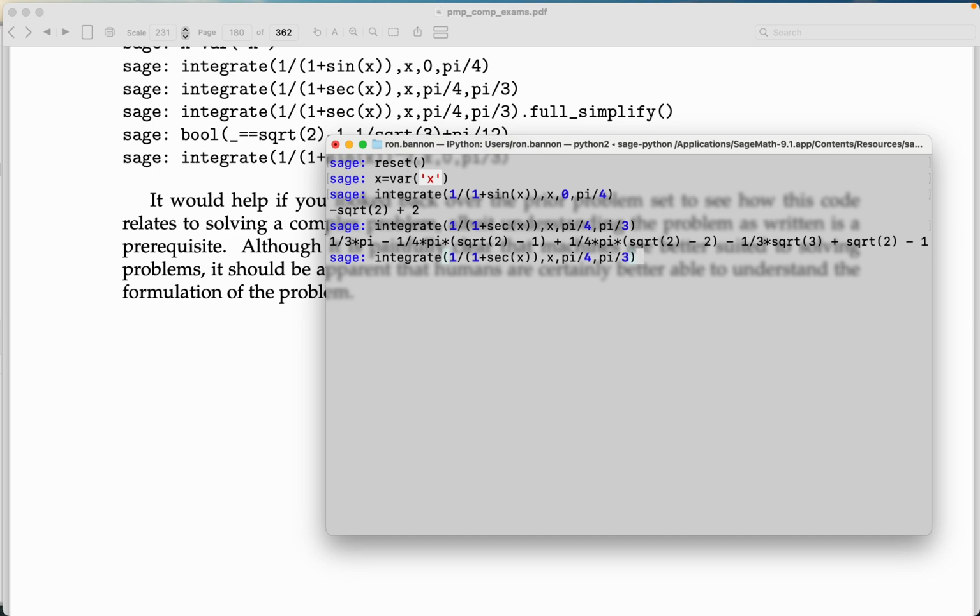Well, look, they did the same thing, but they want to do a full simplify. I guess they felt it was too complicated. Well, you know what? It did shorten it up a bit, didn't it? That's not a bad thing.